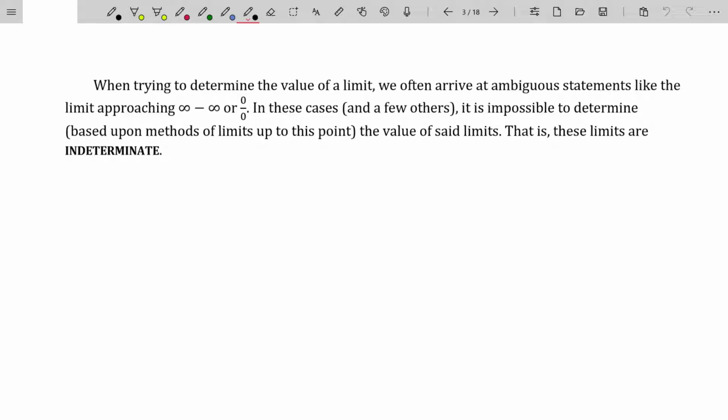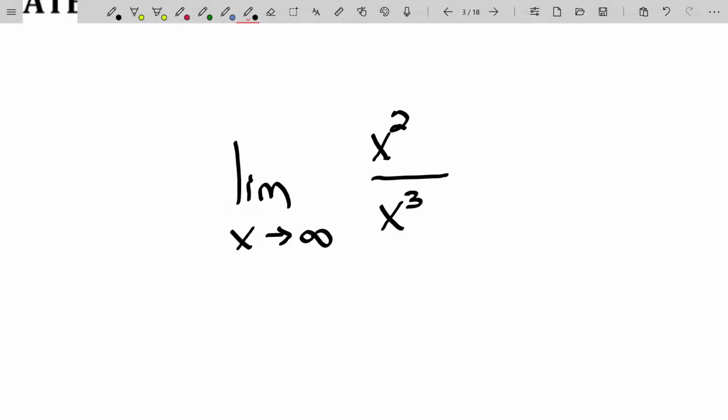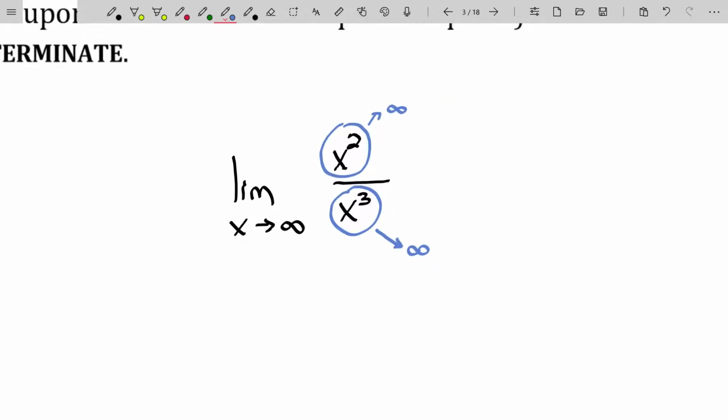For example, we'll do infinity over infinity. We'll have a limit as x is approaching infinity of, let's say, x squared over x to the third. Technically speaking, that would be infinity over infinity because the numerator is approaching infinity and the denominator is approaching infinity. As written, without us doing any type of algebra, that is an indeterminate form because it's infinity over infinity.